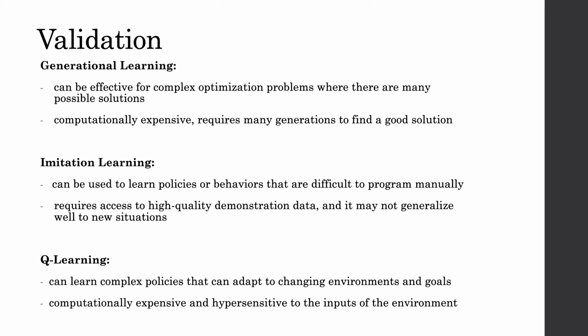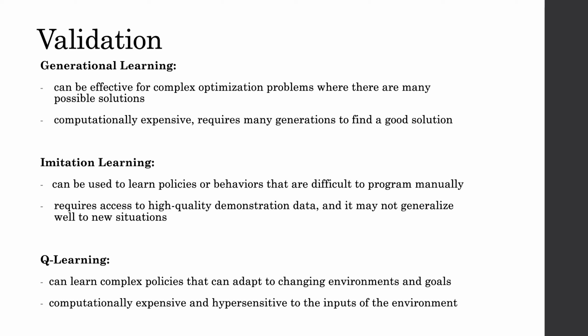Generational learning can be effective for complex optimization problems where there are many possible solutions, as well as being efficient to explore the vast search spaces. However, generational learning can be computationally expensive and may require many generations to find a good solution.